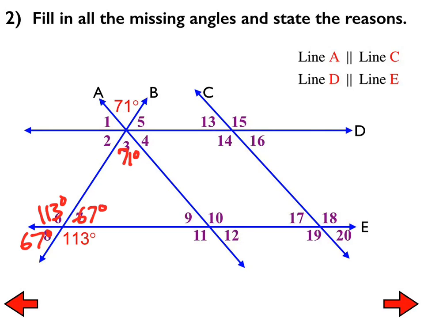Angle 9 is 42 degrees. How do you know that? Because in the triangle it has to equal 180 degrees. Very good. Where should we go from there?